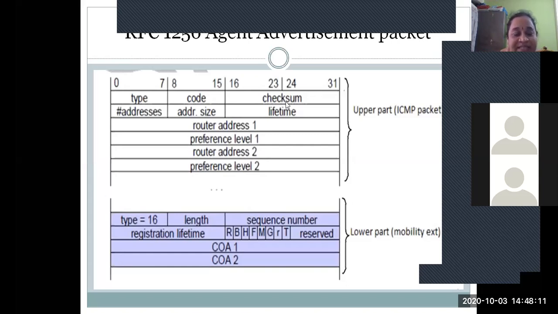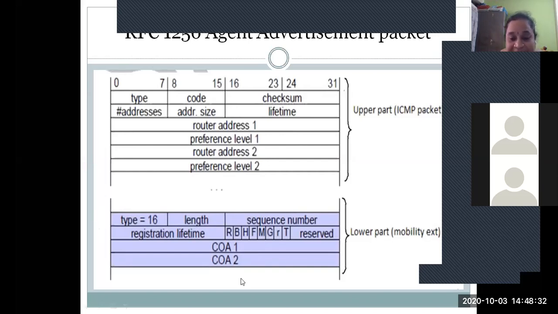So the upper part consists of which fields? Direct 1, 2, 3, 4. That is the 4 bytes of data at the top layer, and next is the type, and next is the code, checksum, addresses, address size, lifetime, router address 1, preference level 1, router address 2, preference level 2. In that way, that is how the data is going to be sent.